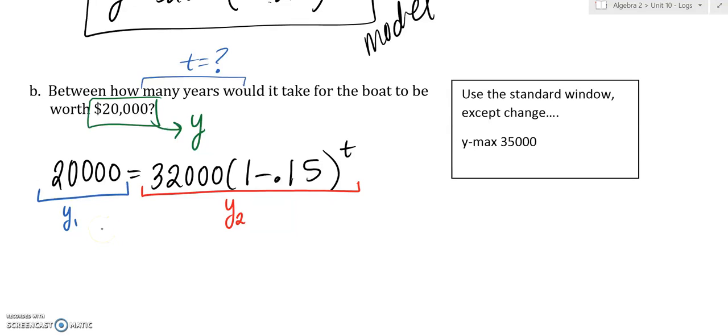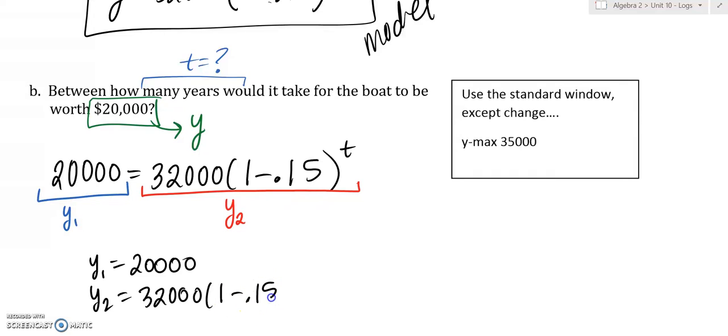So you need your calculator on, get it going. You hit Y equals. Clear out the old stuff. You want to put in Y1 20,000. Right below it, you arrow down. You want to put in 32,000 times 1 minus 0.15, and then instead of a t, you put an x. It's really just a variable. It's no big deal. So it looks basically like this. Then you want to hit second, trace, go down to intersect. Just intersect.